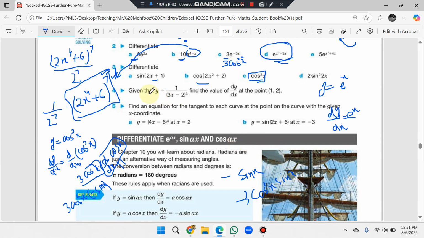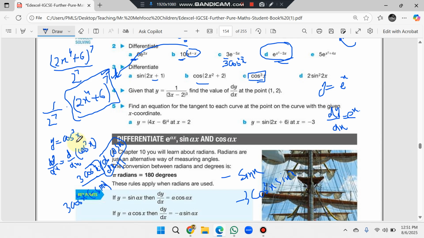And also question number 4, you have to just change this. You did not understand? No. Okay. So first of all, we can write it as y is equal to 3 cos cube x. This is your function.